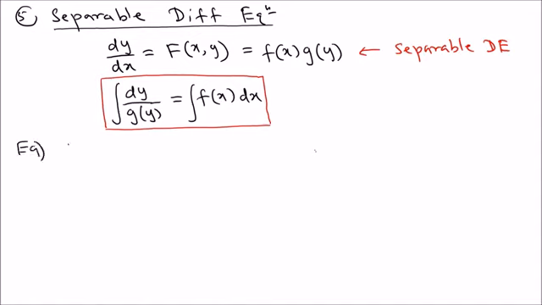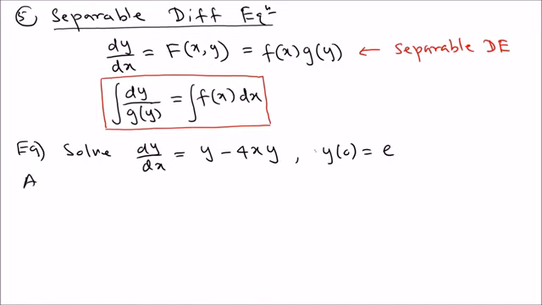So let's say, solve dy over dx equal, let's say, y minus 4xy, and then y(0) equal, let's say, e. When you get a problem like that, you're going to check whether you can write this as a product of x and y separately. So that's the first step.